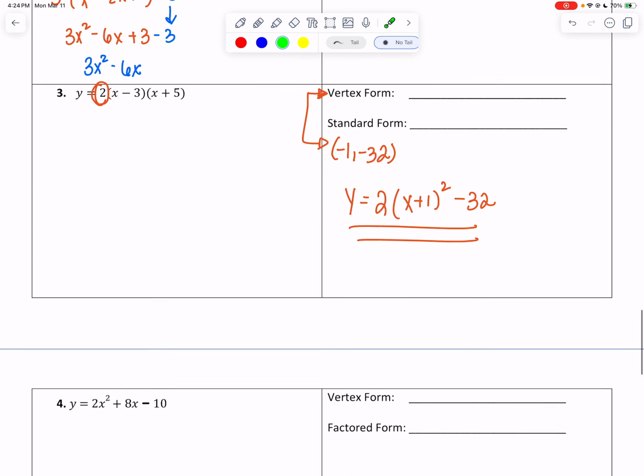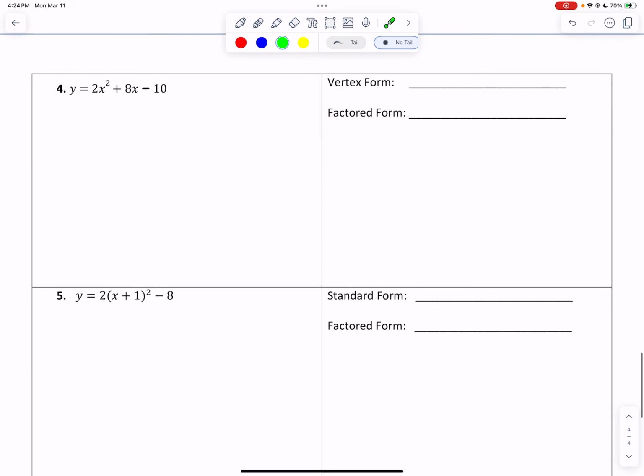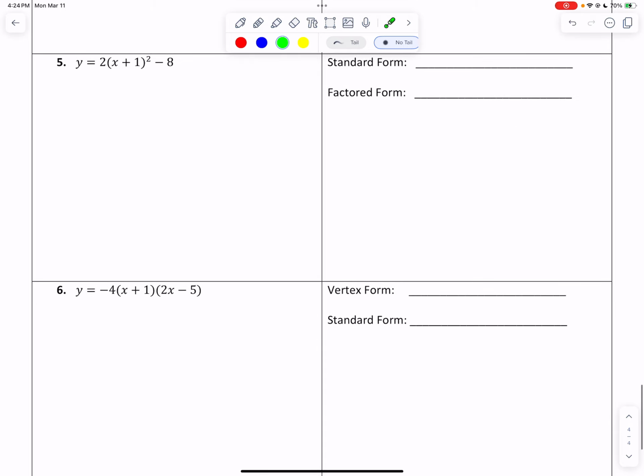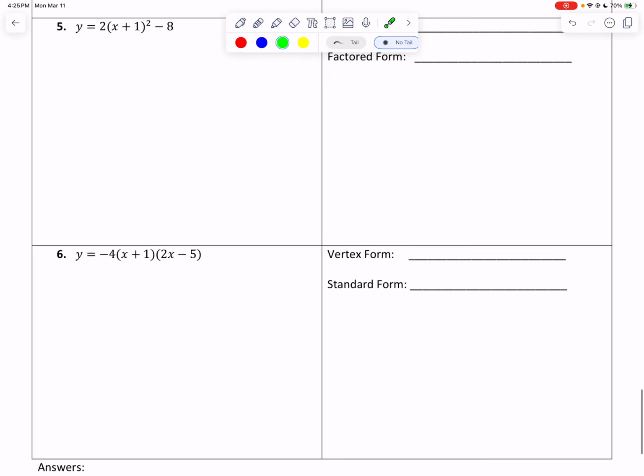Okay, so for practice, I want you guys to finish up number 3. We didn't do standard form. And then you guys do 4, 5, and 6 for practice. Your homework for tonight is going to be vertex to standard and standard to vertex on Delta Math. And of course, your test is going to be on Friday, April 5th. So just make sure that we are studying the topics that we did before spring break. I know it's been a while, but make sure we do that.